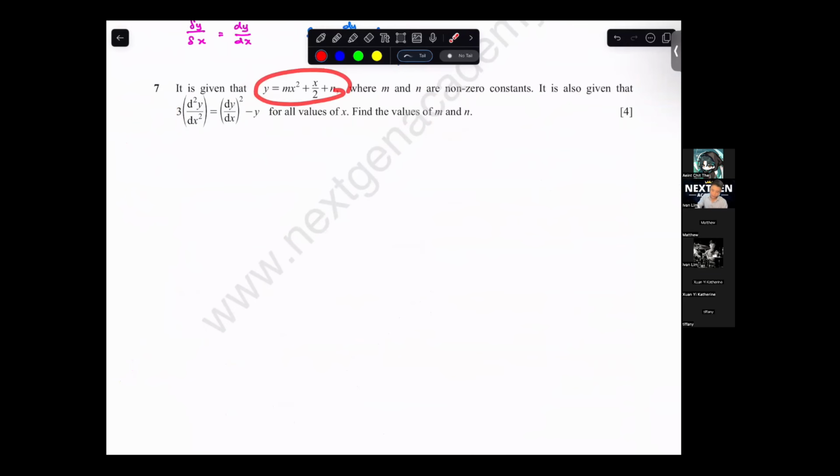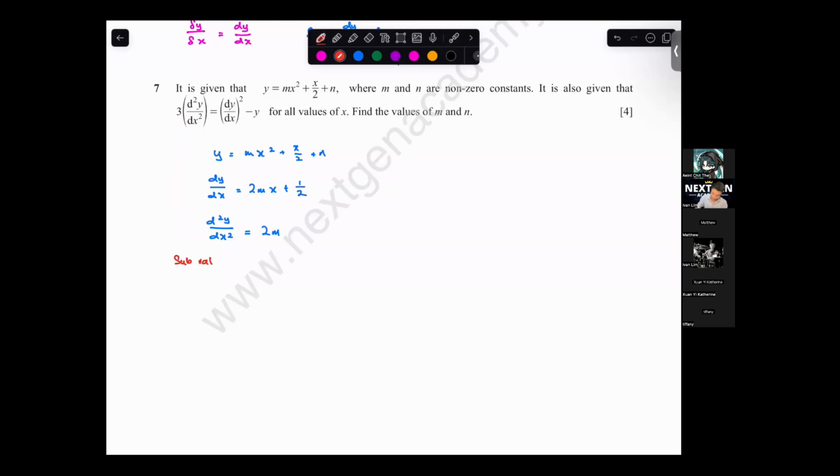Okay, so they give us y, then they ask us to sub into this d²y/dx², dy/dx, and then y. So the first thing we want to find is your dy/dx and d²y/dx². So I write down the y value here first: y = mx² + x/2 + n. For dy/dx, this one we just use the power rule: 2mx + 1/2, okay, x will become 1. And the final one, d²y/dx², which equals 2m. Okay, substitute into here.